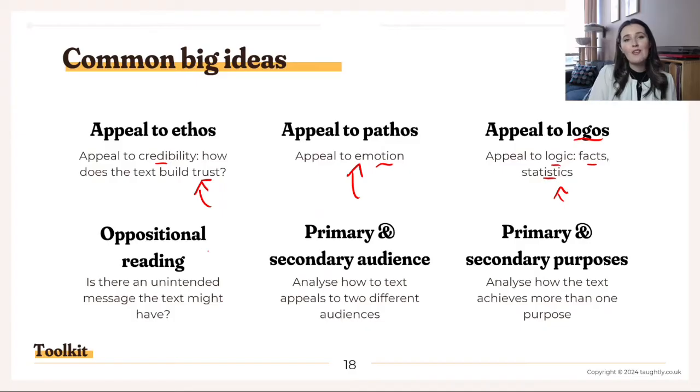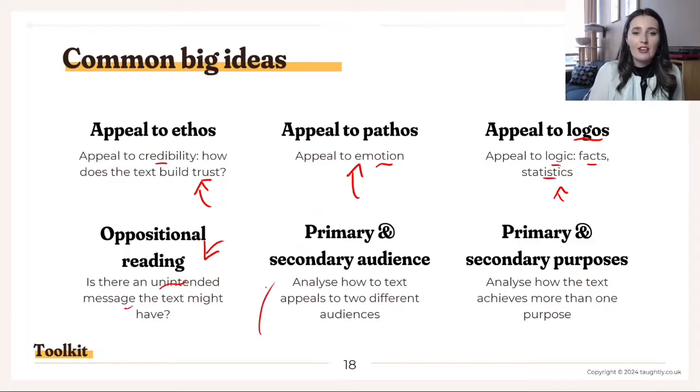You could also have a paragraph about oppositional readings. I discussed that in my last video lesson. So was there an unintended message that the text might have? Something that the text suggests, but that you don't think that the author intended to suggest. For example, in this advert, I don't think that the author intended to be sexist, but like they were. So that is an oppositional reading, and you could have a whole paragraph about that.